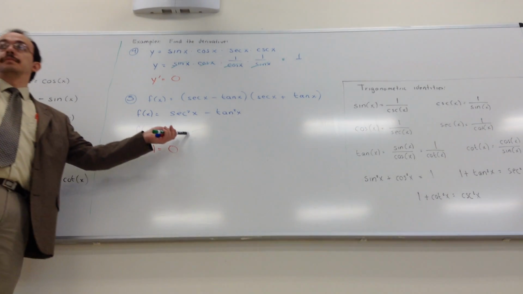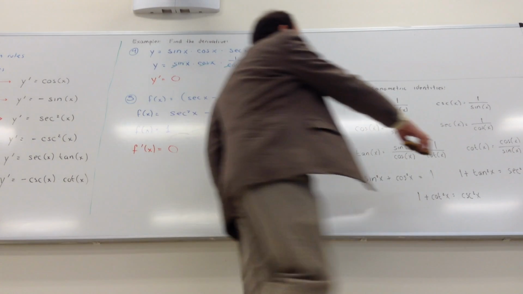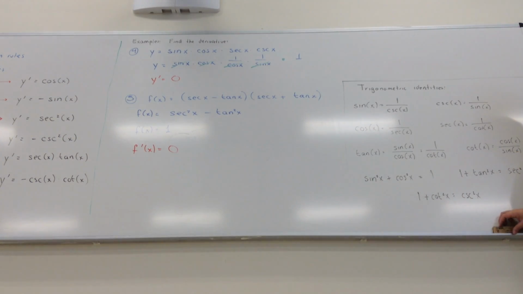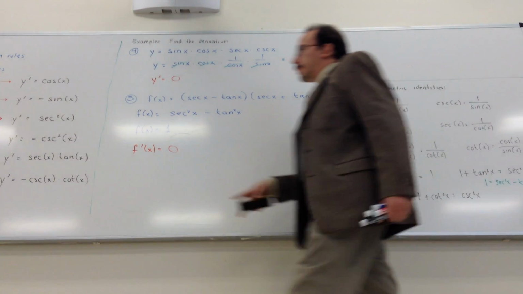This one? How? By using this one. If I isolate from this formula, it's 1 equals secant squared minus tangent squared. So this is equal to 1. Same thing. Good.